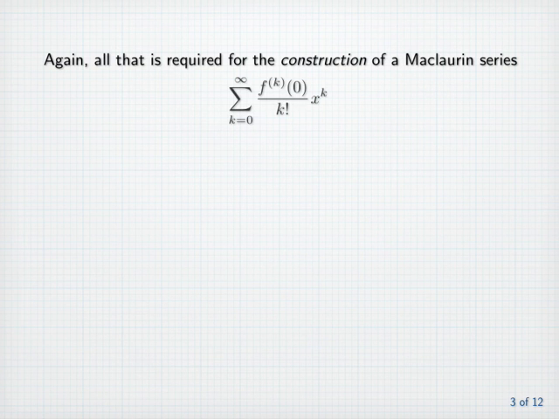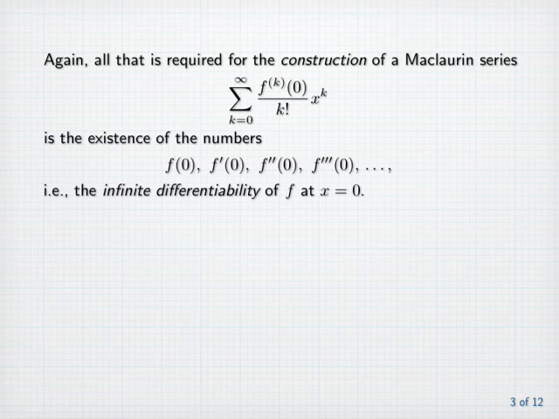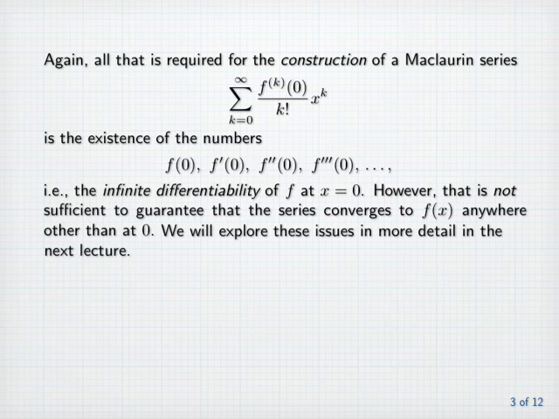Again, all that is required for the construction of a Maclaurin series, the sum from k equals 0 to infinity of the kth derivative of f evaluated at 0 divided by k factorial times x to the k, is the existence of the numbers f of 0, f prime of 0, f double prime of 0, f triple prime of 0, and so on. That is, the infinite differentiability of f at x equals 0. However, that is not sufficient to guarantee that the series converges to f of x anywhere other than 0. We will explore these issues in more detail in the next lecture.